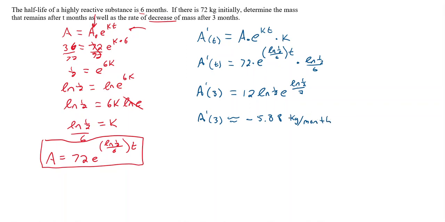Because this is a rate, right? This is like the slope of my line. Notice too the negative here, right? That means that we have a negative slope. That makes sense. That's a rate of decrease of the mass at that time.